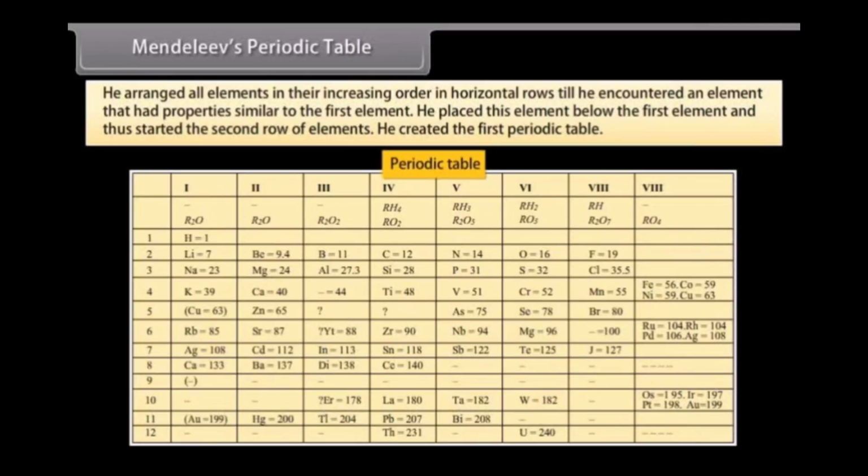Mendeleev arranged all elements in their increasing order in horizontal rows till he encountered an element that had properties similar to the first element. He placed this element below the first element and thus started the second row of elements. This helped him to arrange all the known elements according to their properties. He was thus able to create the first periodic table.